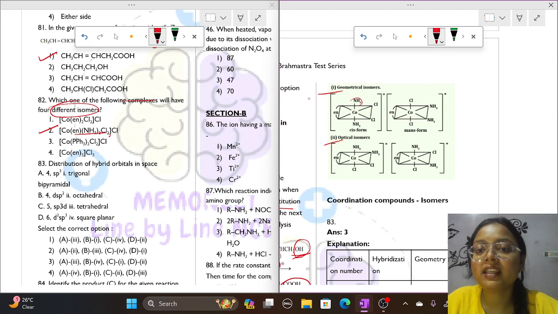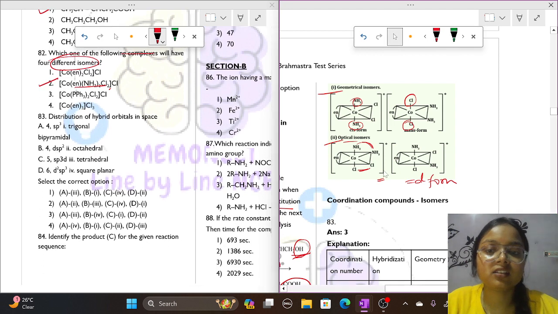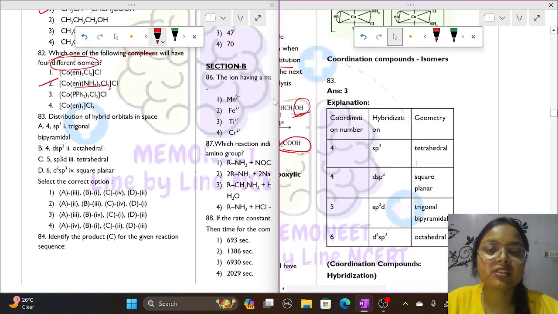So let's see here, NH2 NH2, this is the cis form, and here the NH2 NH2 are trans to each other, and here the Cl Cl are trans to each other. Then optical isomers are there. So here these 2 are cis to each other and these 2 are cis to each other, and here it is the D form of this isomer. Let's read the next part. Question number 83. Distribution of hybrid orbitals in space.